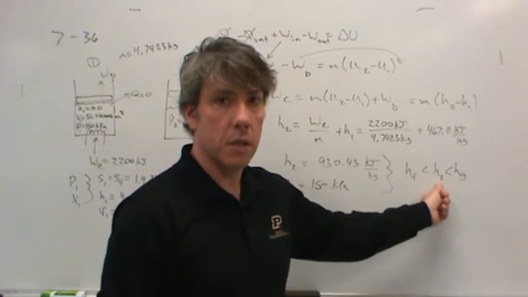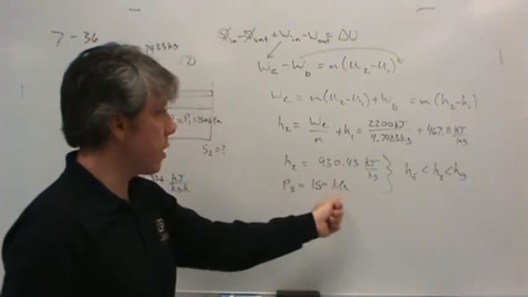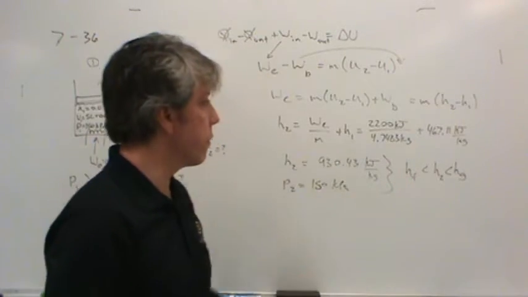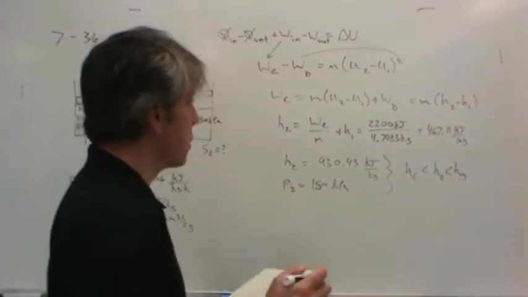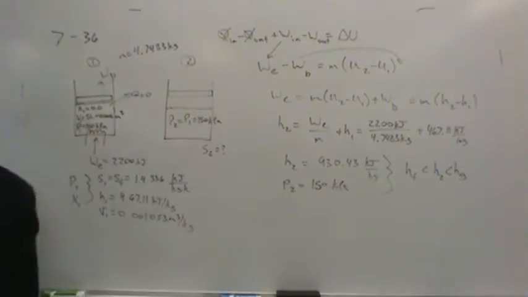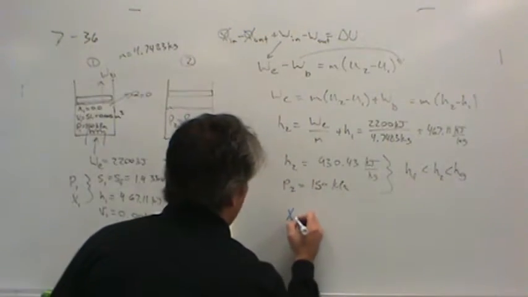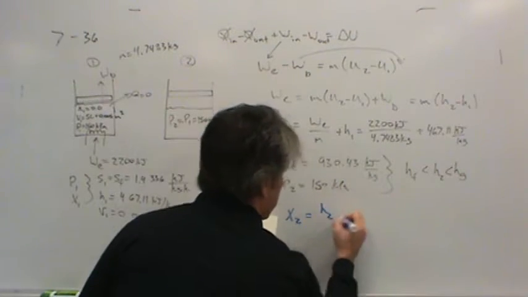The enthalpy in state 2 is less than the saturated vapor enthalpy at 150 kilopascals, and it's more than the saturated liquid enthalpy at 150 kilopascals. What that means is we've got a saturated mixture, so we need to calculate the quality. I'm going to change colors. This one seems to be running out of ink. So we can calculate the quality in state 2. We know it must be saturated because of this.